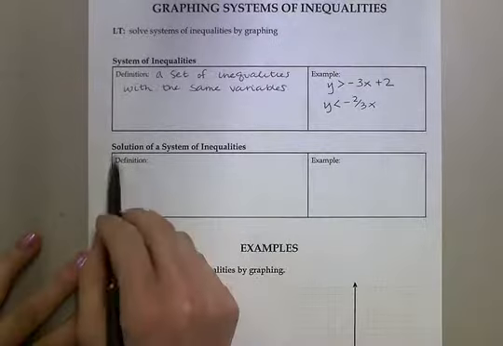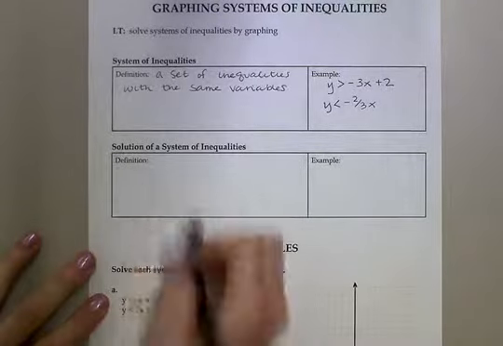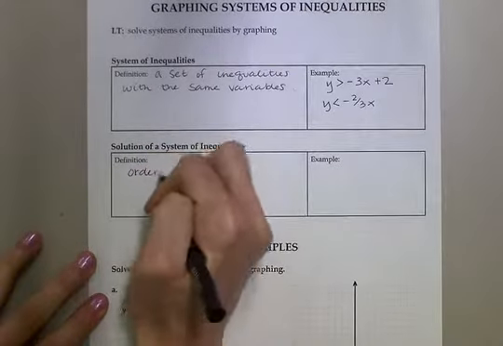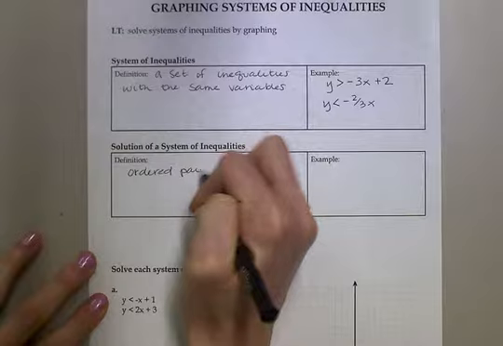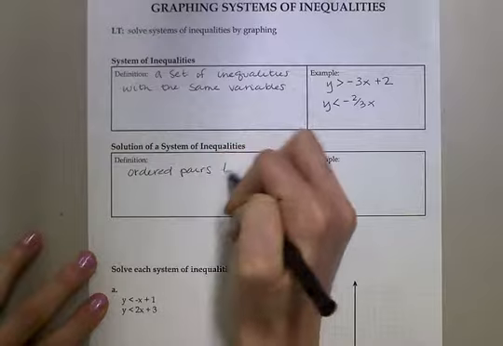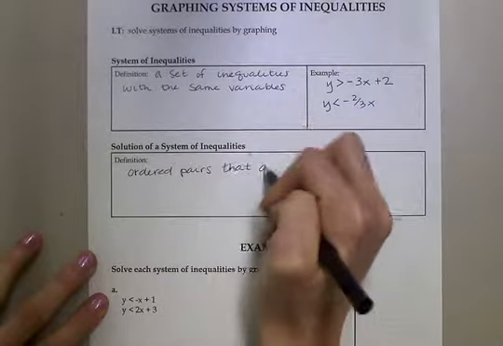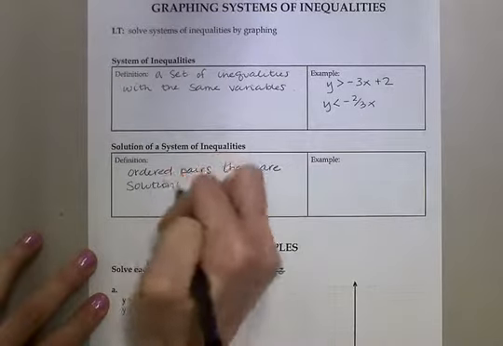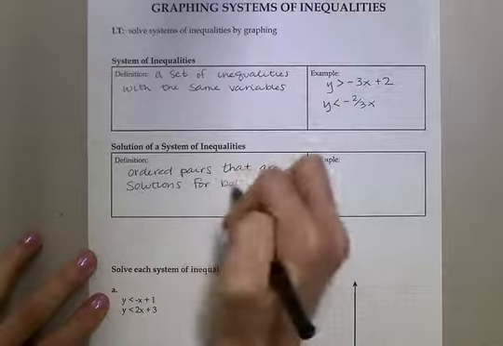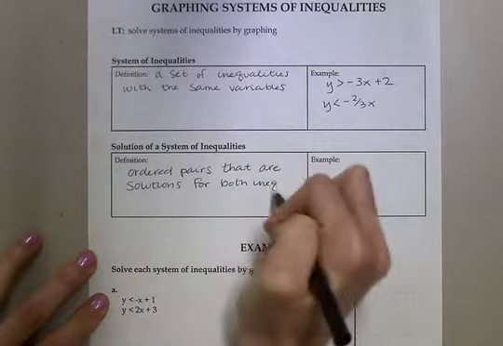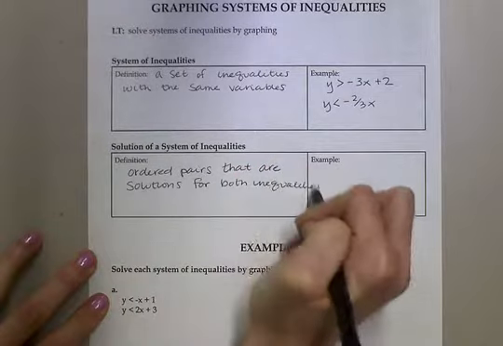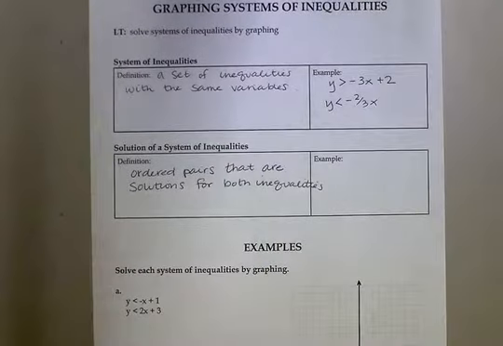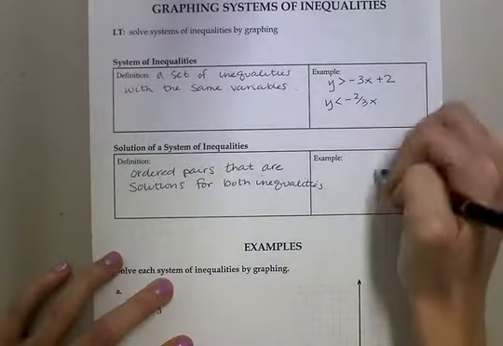So a solution for a system of inequalities is just the ordered pairs that are solutions for both inequalities. In other words, we're looking for the shared ordered pairs by both of the inequalities. Now I'm going to sketch an example.